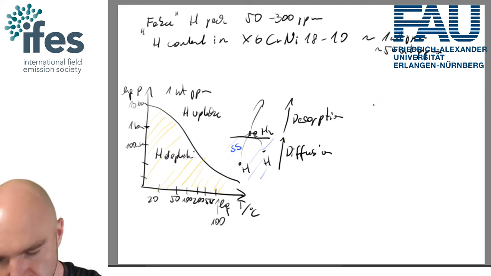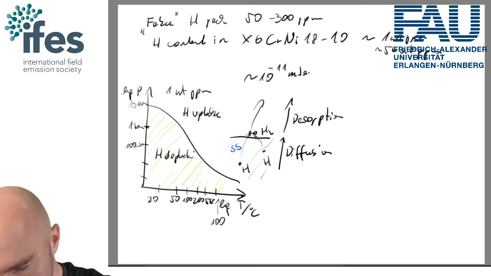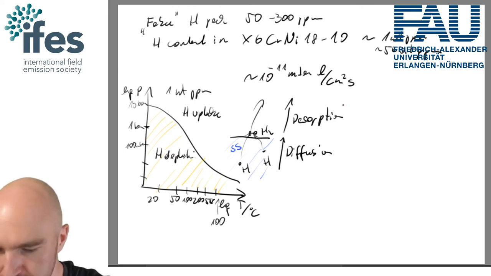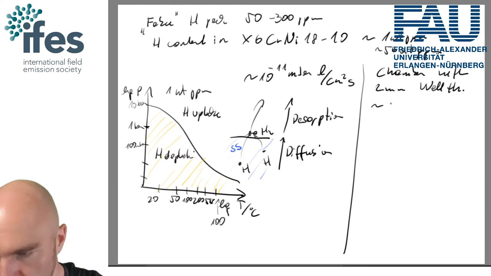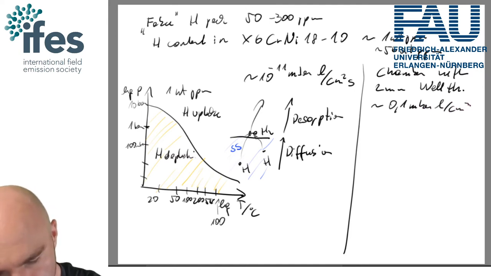Essentially, usually an outgassing rate is happening at around 10 to the minus 11 millibar liter per square centimeter and second. And so if we then look at how much we'll have in a typical chamber, I calculated for 2 millimeter wall thickness, that would be roughly around 0.1 millibar liter per cubic centimeter.